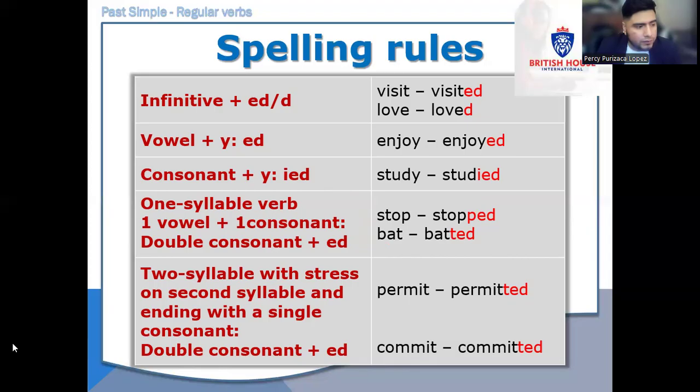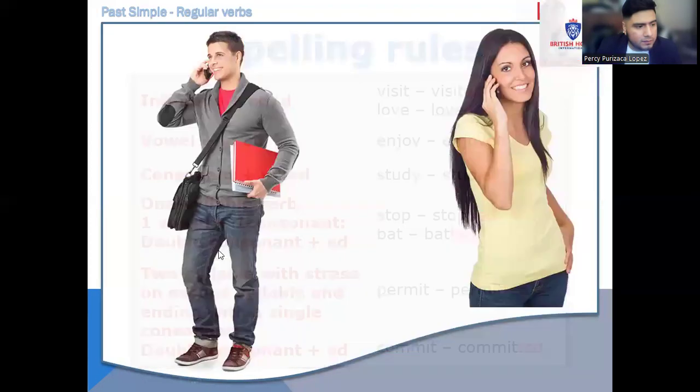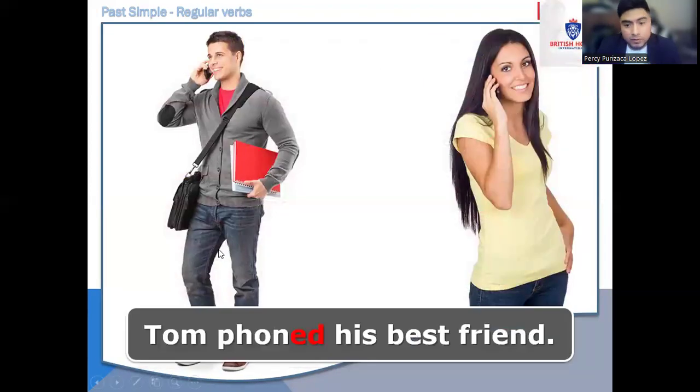So to finish, we're going to analyze the next part. For example, we're going to see some examples. Tom phoned his best friend. Okay, as you can see, this is a common rule. This is the regular rule. We are not going to apply any of the last rules we have seen before.